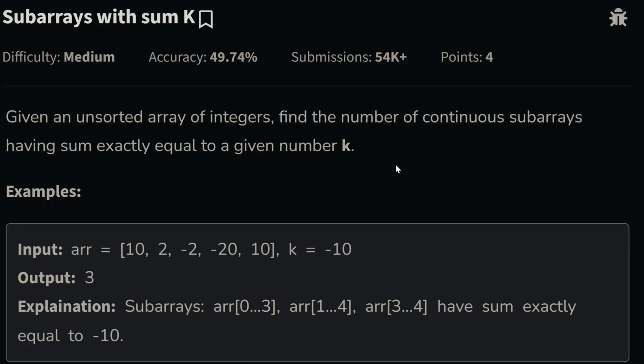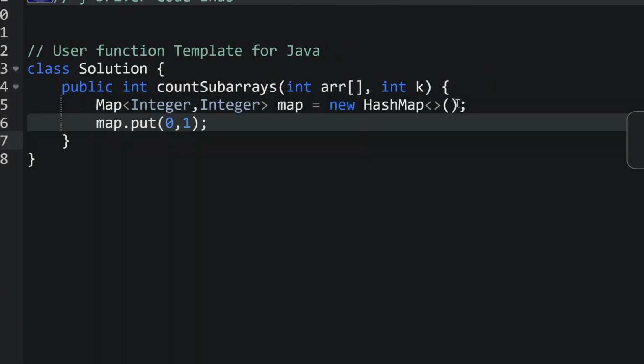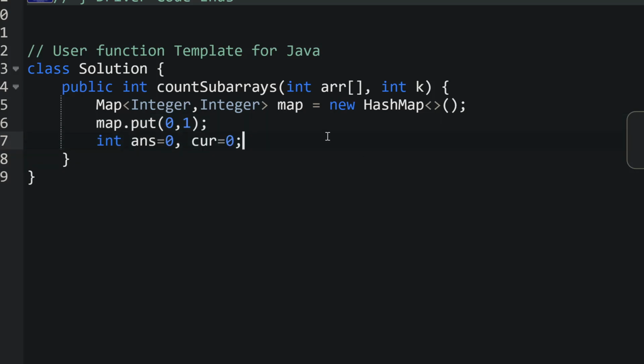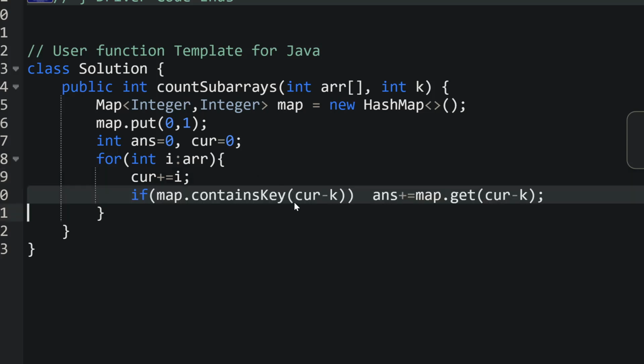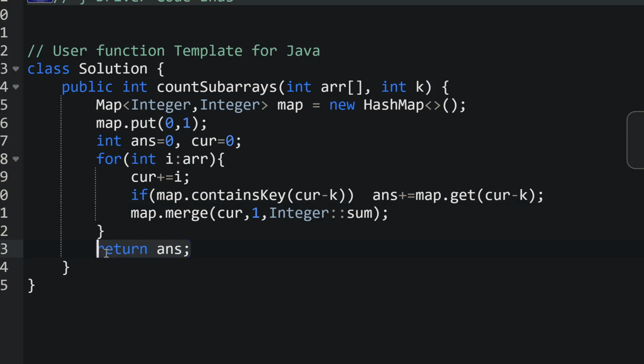So now let's code this. We got our map. So there are two options. One option is to just put 0 with the frequency 1. So then we got this for each loop, simple. Just consider your current element. If the remainder is there, it means target is also there. Get the frequency. We got merge function. It means if current value is there, it will just increment the frequency by 1. If current is not there, it will put 1. And at the end, just return your answer.